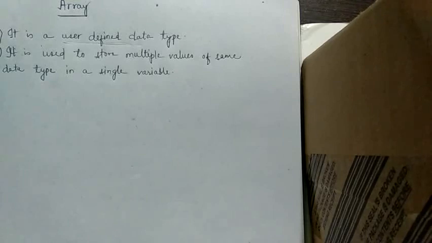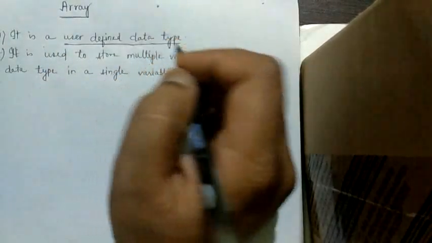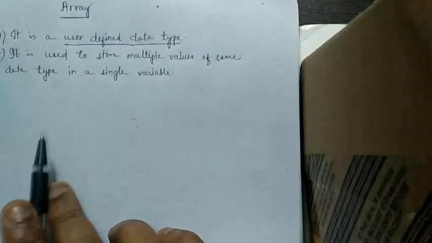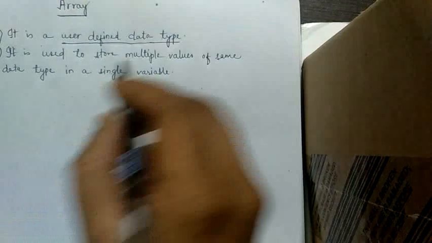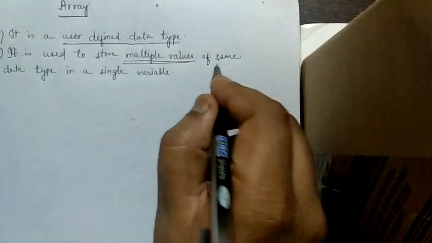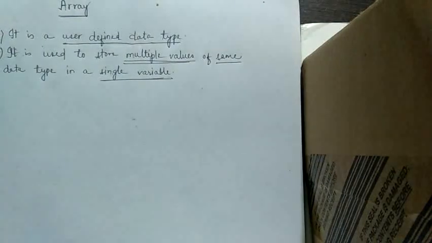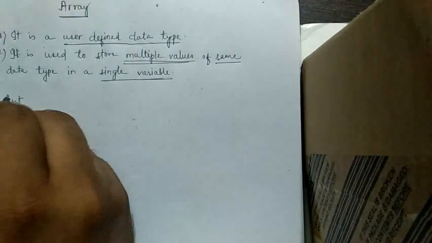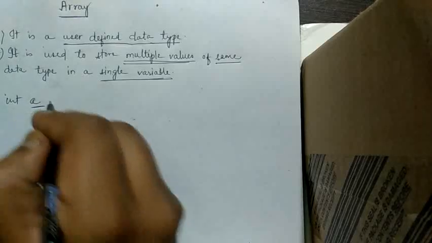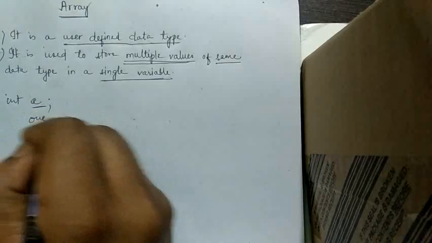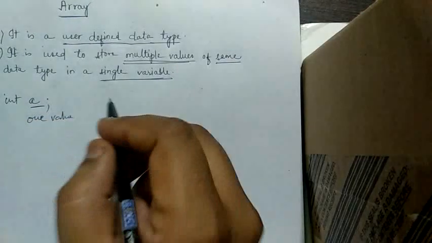So array is a user defined data type, means it is defined by the user. Another point, it is used to store multiple values of same data type in a single variable. For example, if suppose you declare a simple variable as int a, you can store only one value in this variable, but in case of array there is a little bit difference.